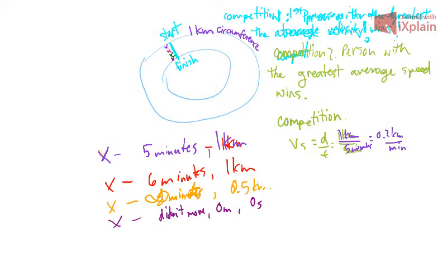The next one, 1 kilometer in 6 minutes. So that is 0.167 kilometers per minute. The third one, 8 minutes and a half a kilometer. So that would be 0.5 km divided by 8 minutes. And what is that?